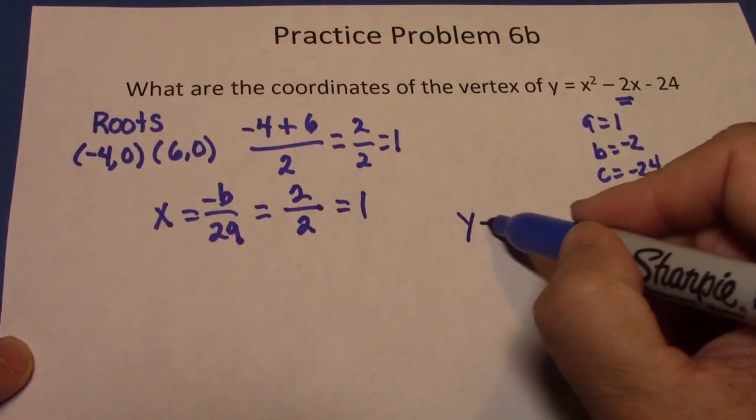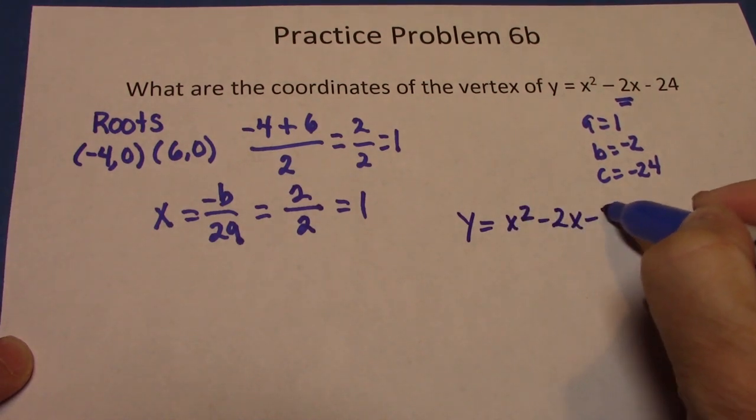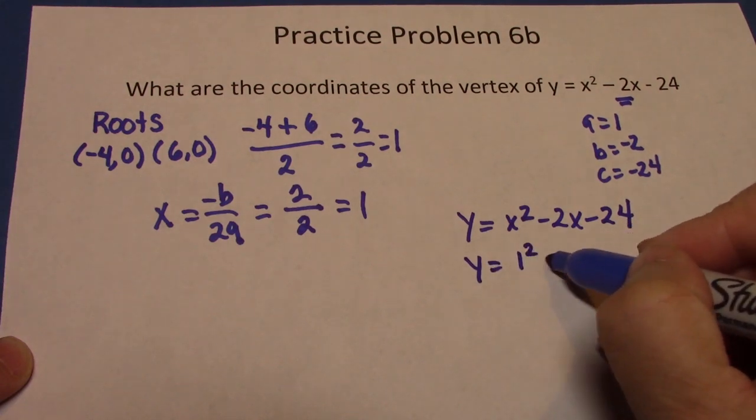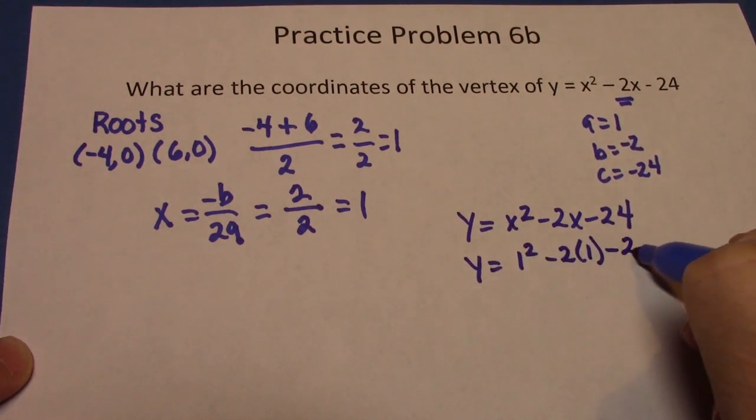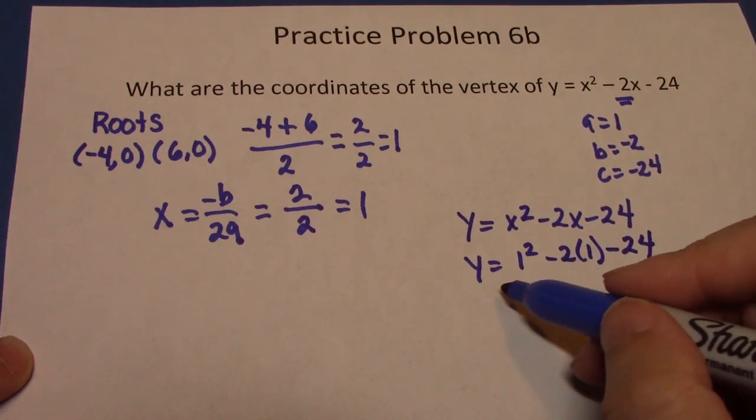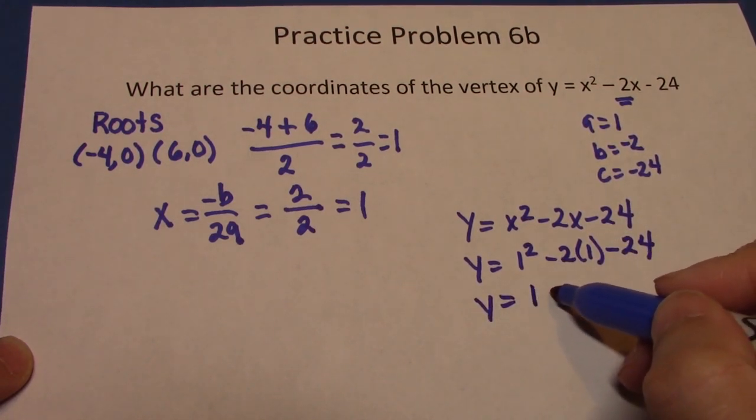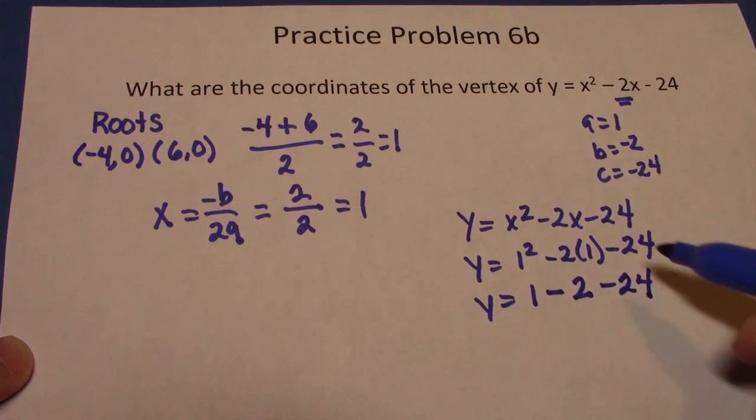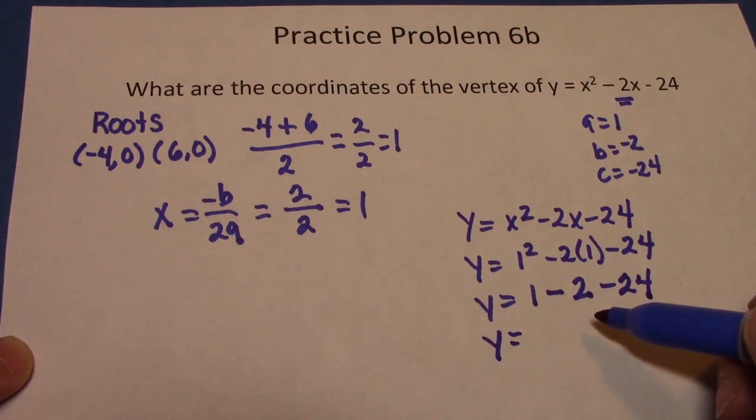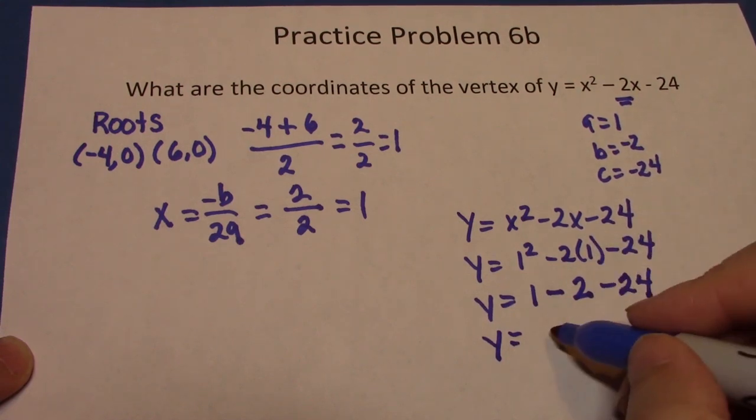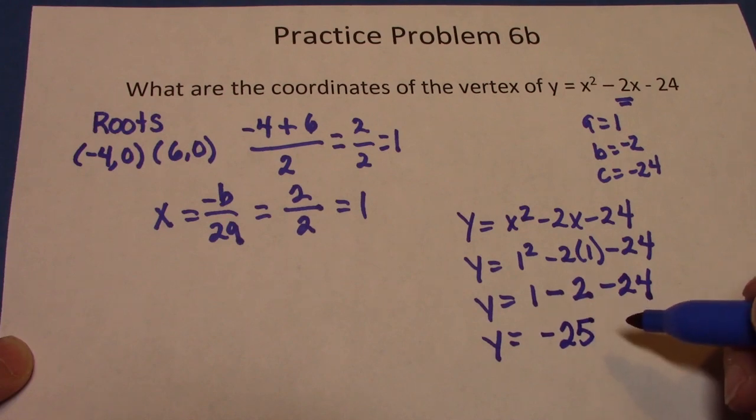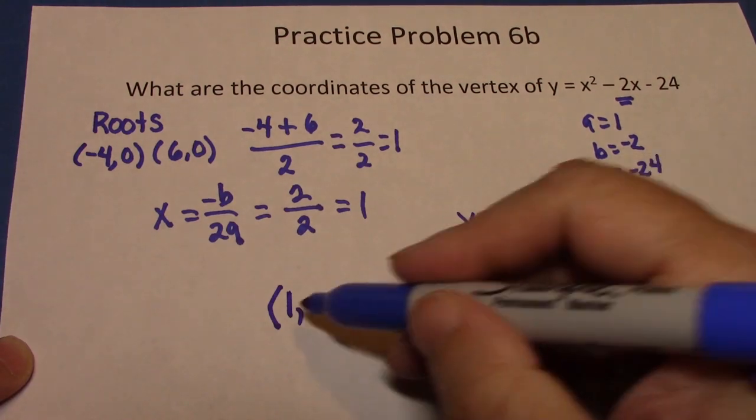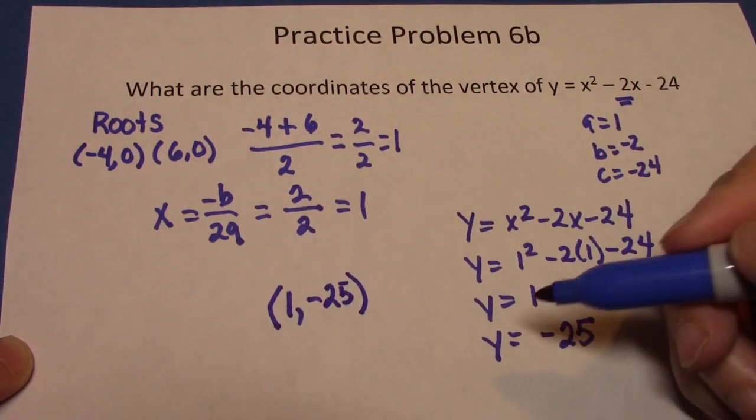To find the y value, we're going to take the value that we just found for x and substitute it into this equation for x. Every time we see an x, we've written a 1. So y equals 1 squared, that's 1, minus 2, minus 24. So 1 minus 2 would be negative 1, and then minus another 24 would be negative 25. So the vertex coordinates are going to be 1 for x and negative 25 for y.